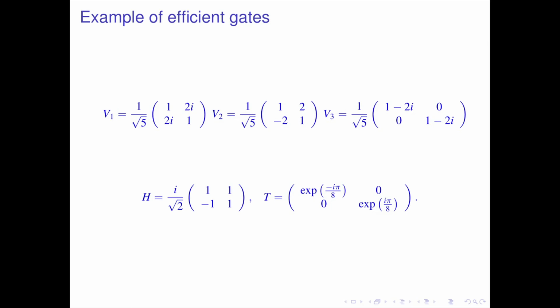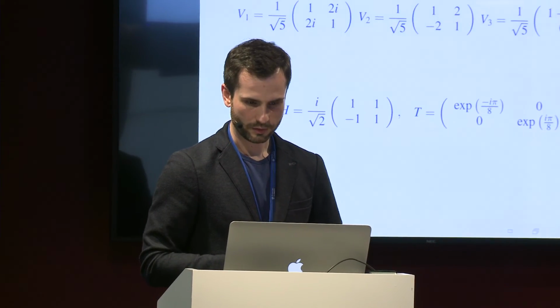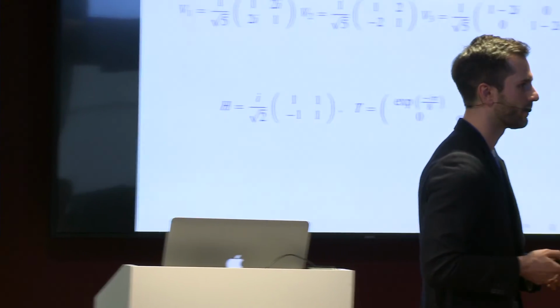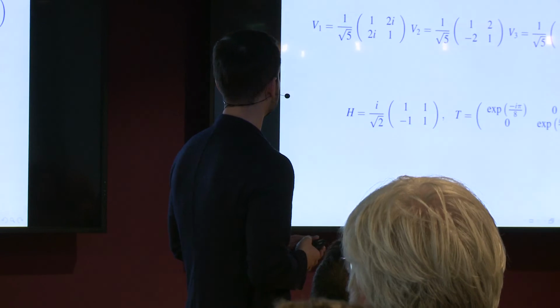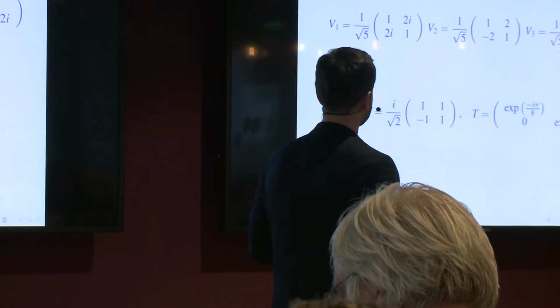But the second example is something you can find in every book on quantum computing. It's the Hadamard gate H, and the phase gate T. And only recently, people realized that those gates everyone was using are actually efficient gates, so they have the optimal spectral gap and they give you the optimal length of the sequence for approximation. Okay? They are universal for arbitrary number of qubits.